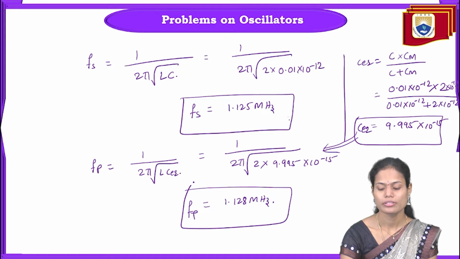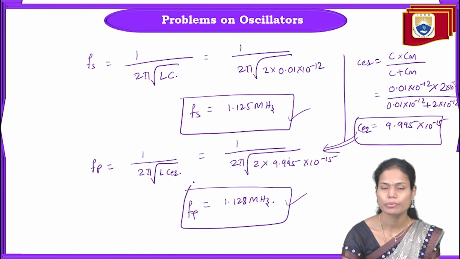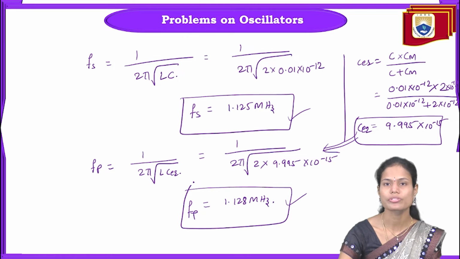So if we see this, there is not much difference between the series resonant frequency and the parallel resonant frequency for the given crystal oscillator. Both are almost the same here.